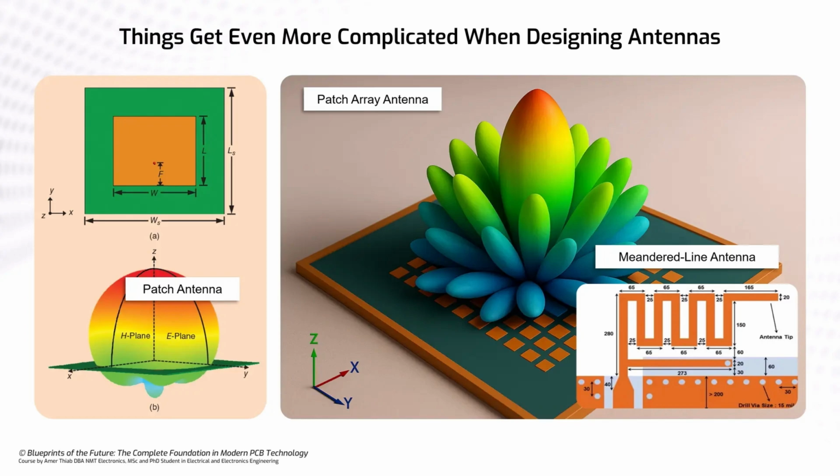Finally, we see a meandered line antenna, which is something we see very often in wireless PCB modules in the lower frequencies of microwaves. Microwave PCBs are indeed the most difficult category of PCB to design. They require a lot of prerequisites and precision, as well as dedicated simulation tools.